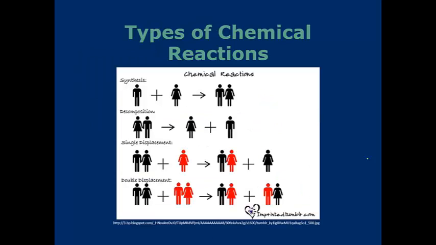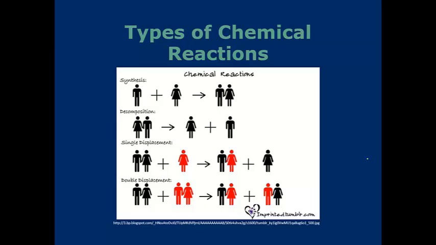The last bit we're going to go into in this lecture are types of chemical reactions. Often, the easiest way to represent chemical reactions is if we were to look at dating. So, the synthesis reaction would be when there's two reactants that form a singular product. So, boy meets girl and boy dates girl. Decomposition is when a singular reactant dissociates into two products. So, couples that break up would be a decomposition.